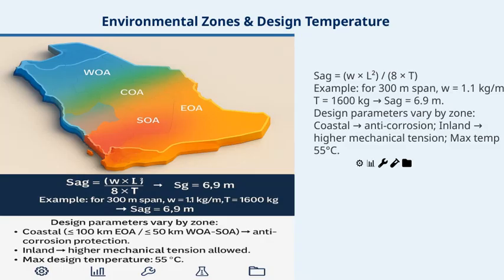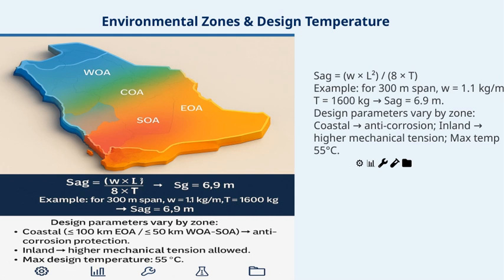Let's dive into the concept of environmental zones and design temperature. On this slide, we see the formula for calculating the sag of a structure, which is given by W times L² divided by 8 times T. Here, W represents the load per meter, L is the span length, and T is the tension or strength parameter. For example, if we have a 300-meter span with a load of 1.1 kilograms per meter, and a tension value of 1,600 kilograms, the sag calculates to approximately 6.9 meters.